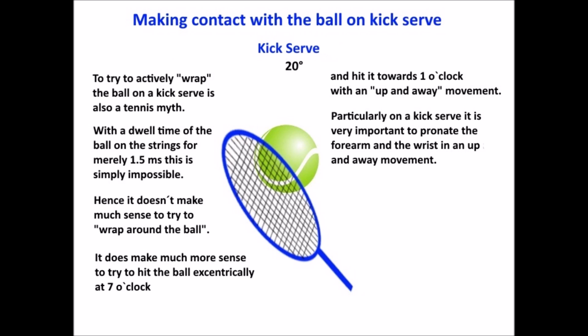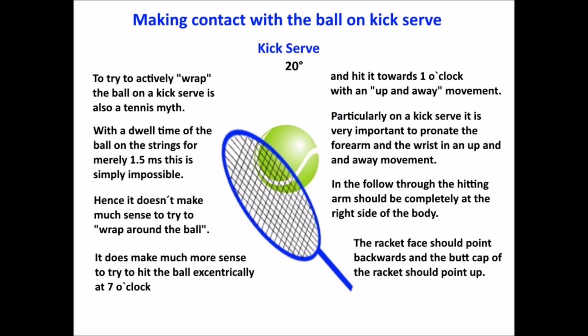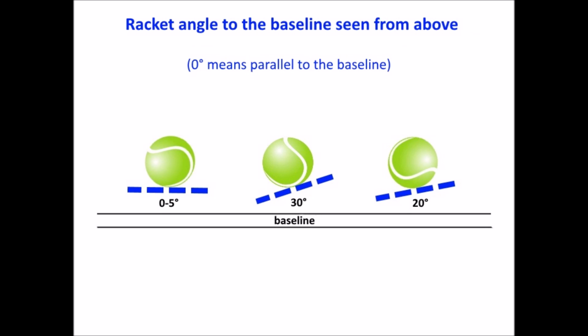Particularly on a kick serve, it is very important to pronate the forearm and the wrist in an up and away movement. In the follow-through, the hitting arm should be completely at the right side of the body. The racket face should point backwards and the butt cap of the racket should point up. Here you see the racket alignment to the baseline for a flat serve, a slice serve and a kick serve. And here the same seen from above.